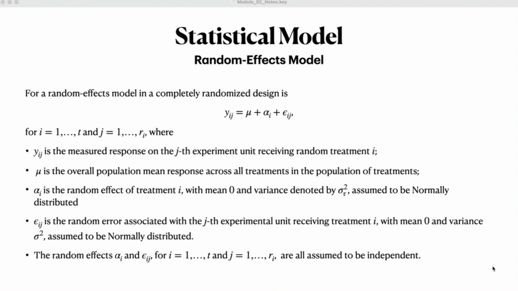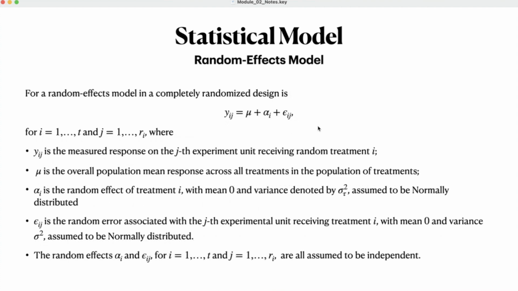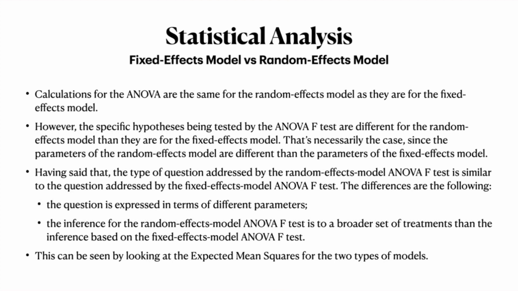So those are the differences between the two models, the fixed effects model and the random effects model. In the fixed effects model, the alphas are assumed to be constants, unknown constants that need to be estimated. All right, they are fixed treatment effects. On the other hand, in the random effects model, the alphas are random variables, also known as random effects. The alphas have a mean of 0 and a variance equal to sigma tau squared. All right, and so that is the big difference between these two types of models.